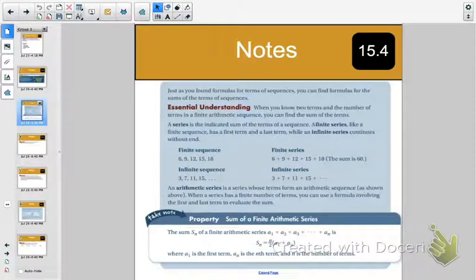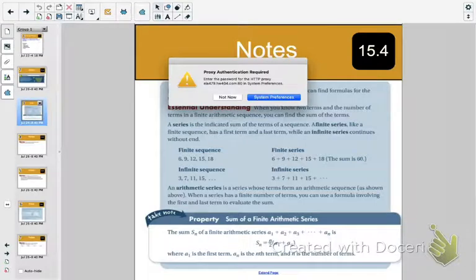As shown above, when a series has a finite number of terms, you can use a formula involving the first and the last term to evaluate the sum. So we get this formula here for the sum of a finite arithmetic series. The S stands for sum, n stands for how many terms there are, and then you have a1, which is your first term, and an, which is your last term. So we just take n divided by 2 times the first term plus the last term, and that will give you your sum.